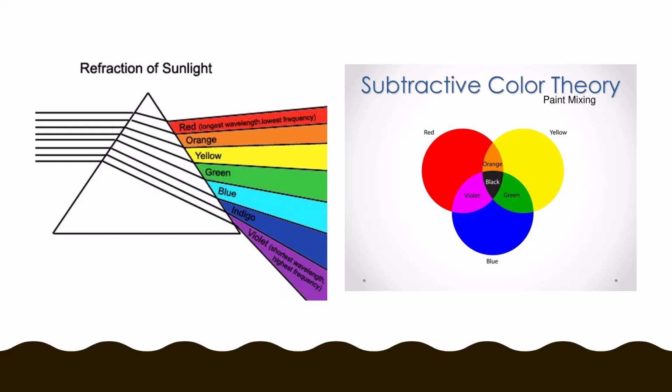The difference is that light is additive. All the light together is white. But when we use pigment, all the colors together make black. It's black because no colors can be reflected back at you, and all of the light gets absorbed.